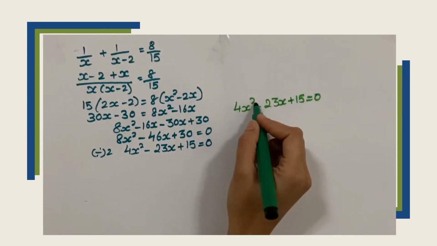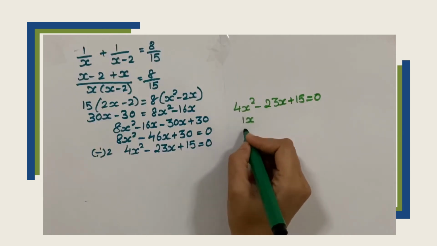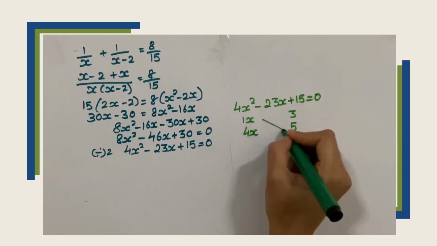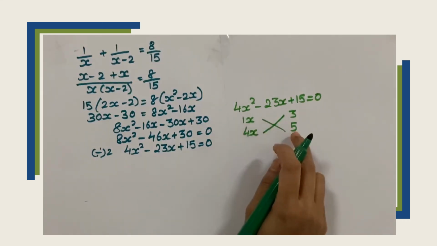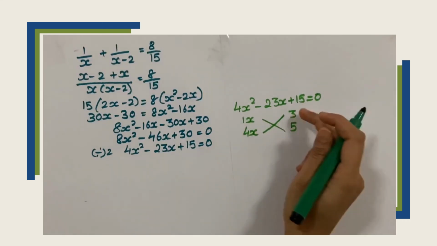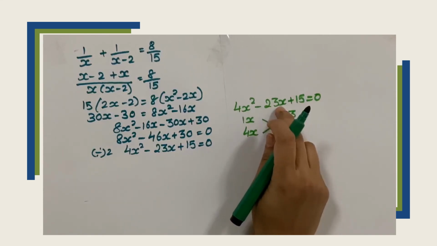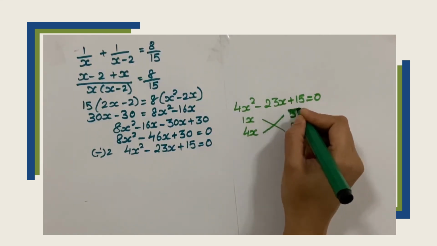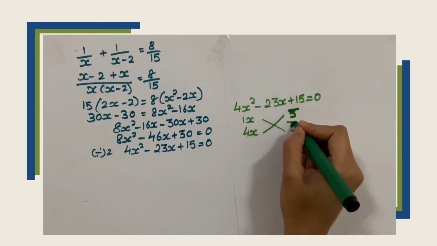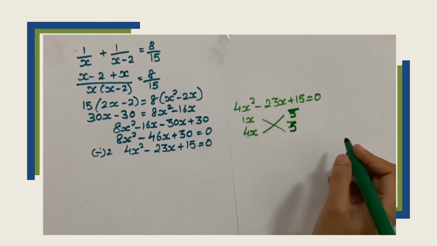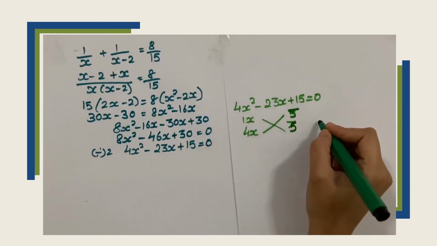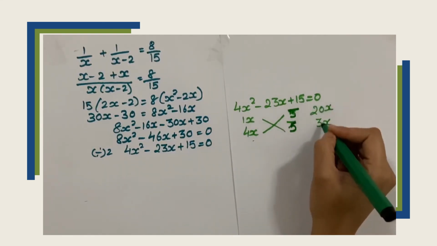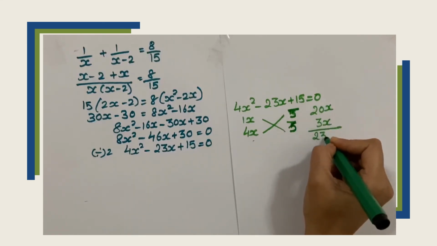The factors of the x squared term are 1x and 4x. Then the factors of the constant are 3 and 5. But if you multiply this, it's 5x plus 12x, and that will not give the 23x sum. So let's change the order, make this as 5 and this as 3. Now multiplying, x into 3 is 3x, and 4x into 5 is 20x. The summation of these two gives you 23x.